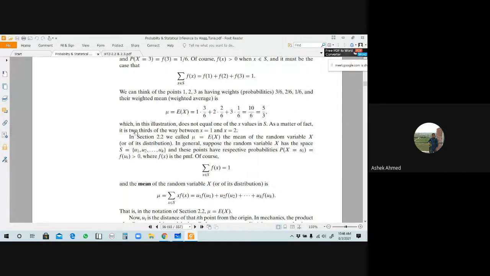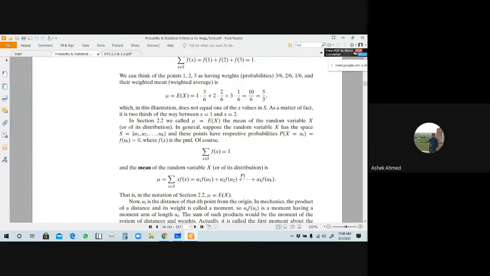We have already discussed this also. The mean represents the summation of x into f of x.